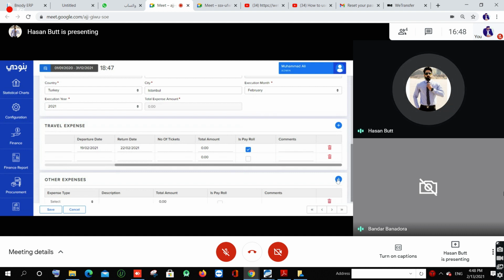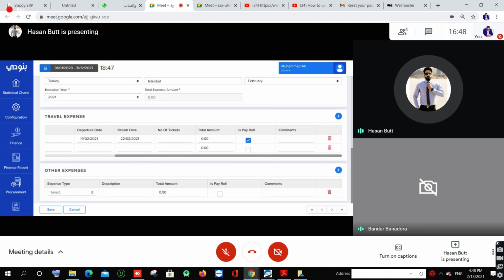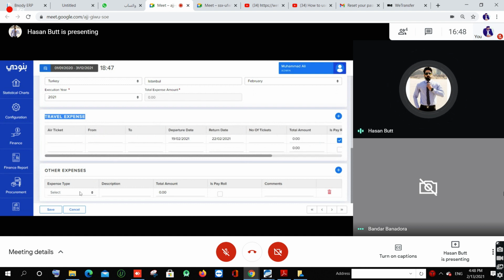And it can also be added as other expenses. As you know, there is not only the travel expense; we can also have food, stationery, office rent, client visits, and lunch with the client. So we can also add that as well. And we can also add that as payroll. Okay, brothers?